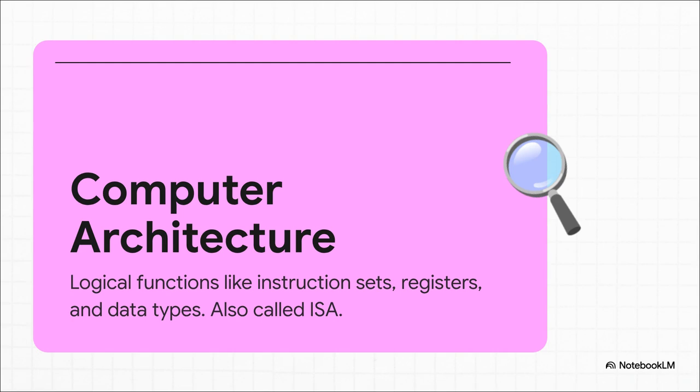Computer architecture is basically that abstract blueprint. It's the official rule book for the hardware. This is what a programmer actually sees and interacts with. The set of commands they're allowed to use, the little bits of super fast memory called registers, and the types of data the machine can understand. As long as the developer plays by these rules, their software will work. It doesn't matter what the machine is physically made of.